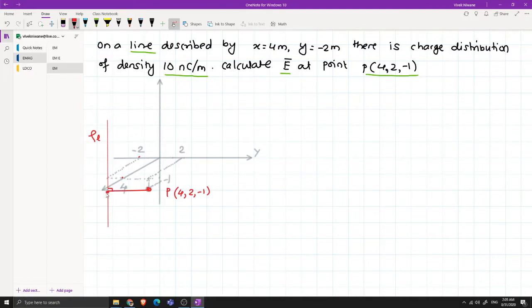Now we have a point over here. It is named as P dash. We want to indicate its coordinates. Okay, how it can be indicated? So this is a line which was described by x is equal to 4 and y is equal to minus 2. So this point will also have x is equal to 4, y is equal to minus 2. Why? Because line is itself is described by these coordinates.